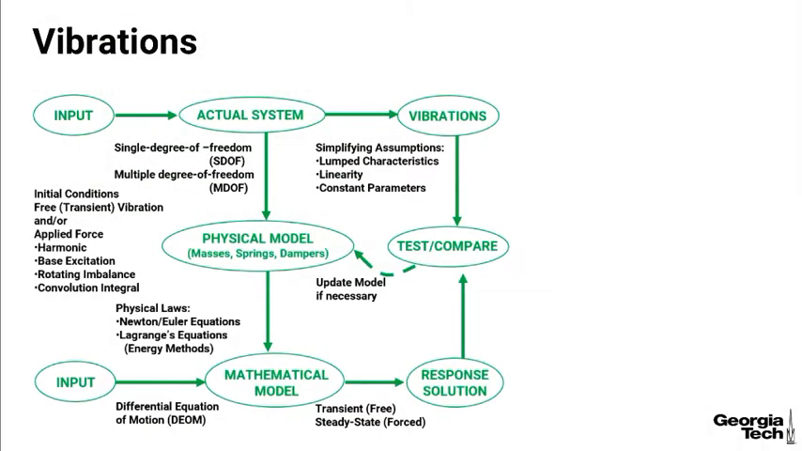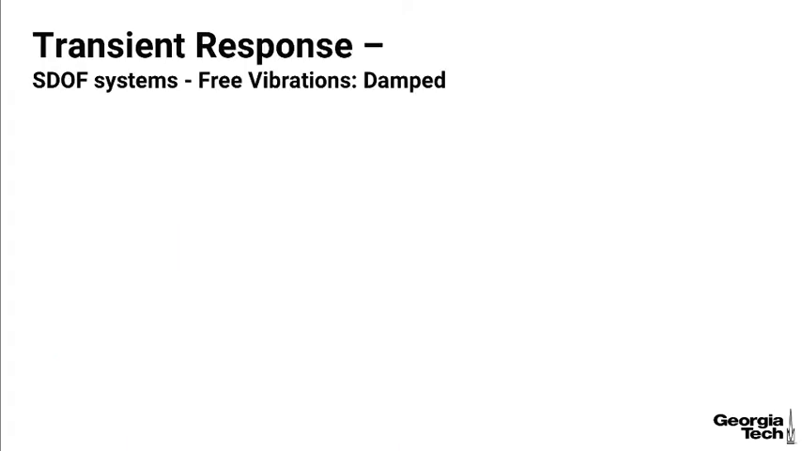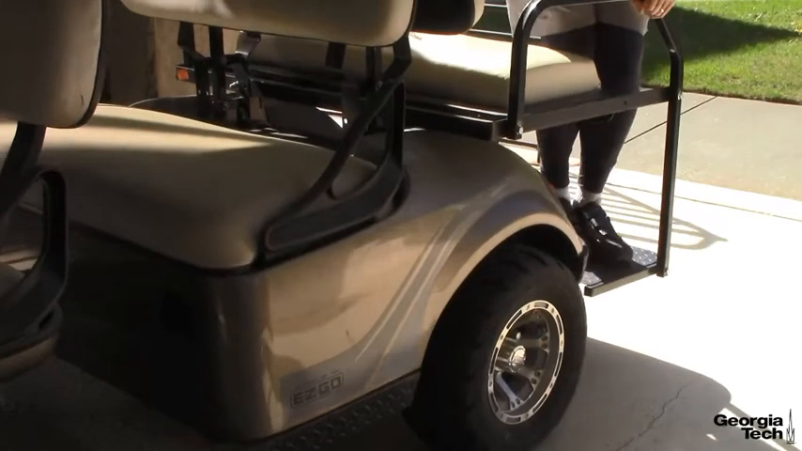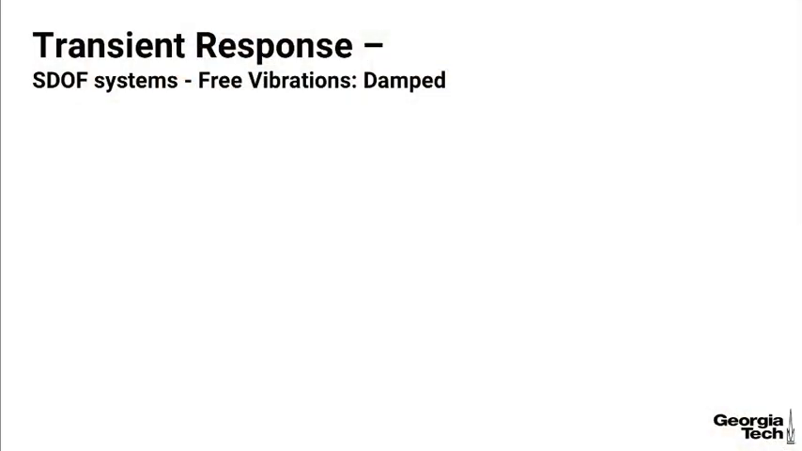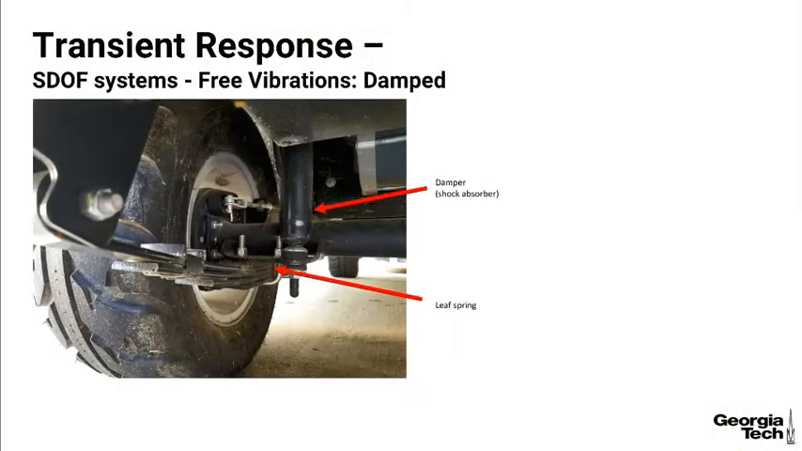Up until this point, when we solved the systems, we had only used masses and springs, but now I'm going to include those dampers. So here's a video of a damped system. This is a golf cart, and you can see the motion up and down with the suspension system. I went ahead and took a picture underneath the golf cart so you could see the suspension system. You can see that the springing action comes from a leaf spring, and the damping, which we call a shock absorber, is shown there as well.